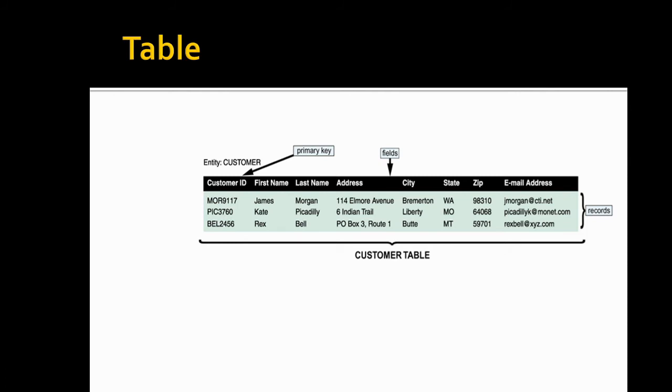So anyway, here's an example. We have here an entity, customer. We have here several fields or attributes: customer ID, first name, last name, address, city, state, zip, and email address. And then of course we have the values. For the first row, we have MOR 9117, James Morgan, etc. So if we collect all of this data, these fields, we have a record. In this case, we have 3 records. The set of these records is now called the table.